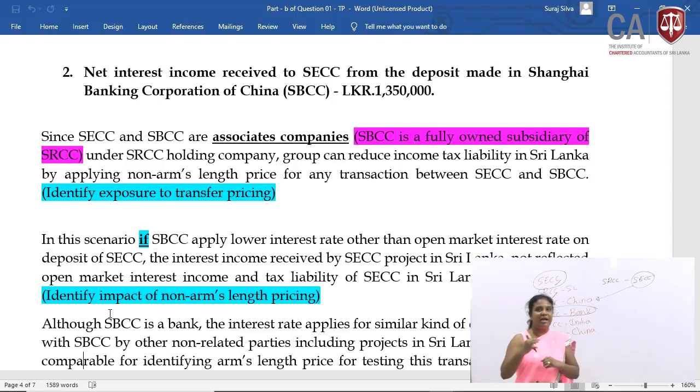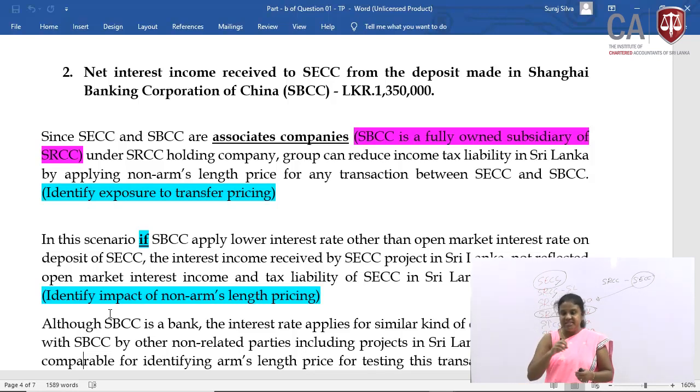Then we are paying tax on the income. Can't they reduce the interest rate? They can. Why? How are they going to reduce? What's the necessity? Because they are in the same group. They are associates. Now you have to identify that. What's my main point? SCCC and SBCC are associated companies. SBCC is a fully owned subsidiary of the SRCC group. For that reason, SCCC and SBCC are associates.